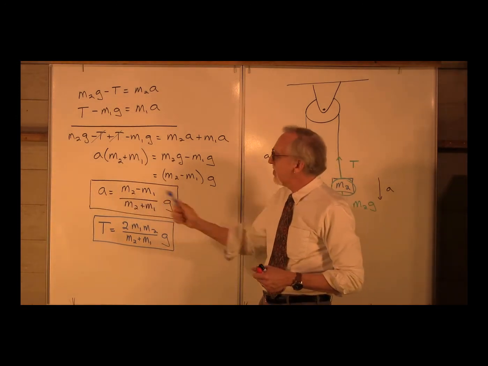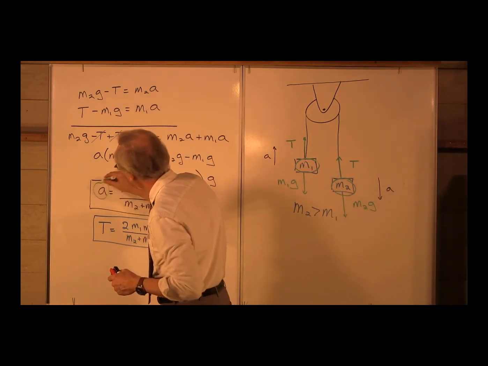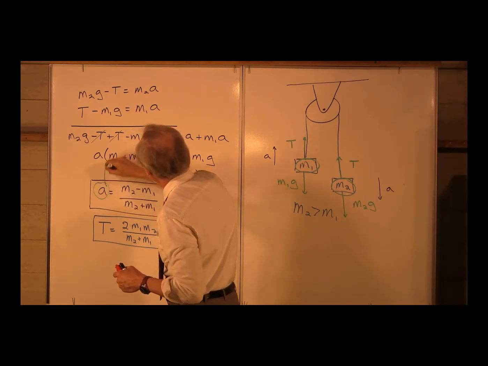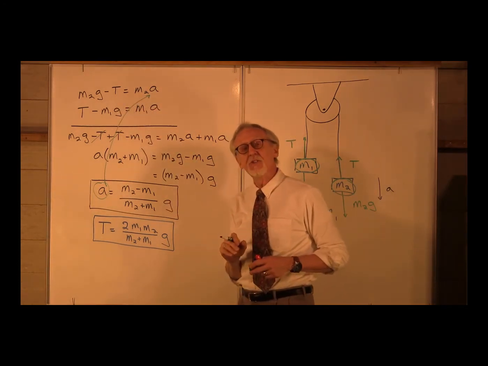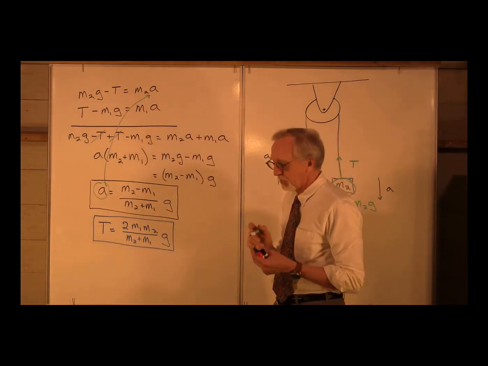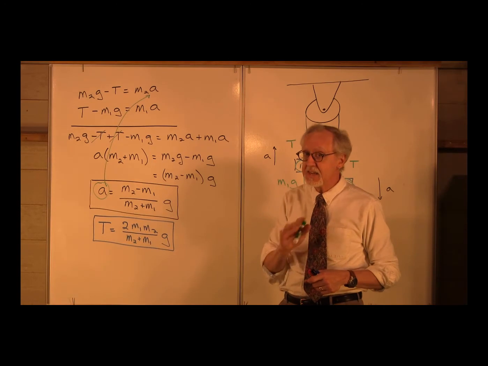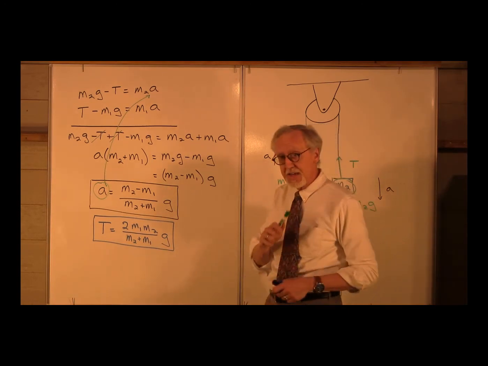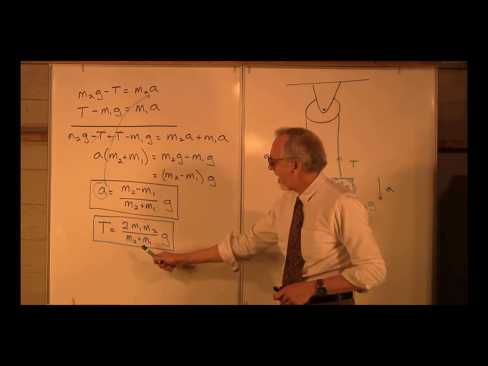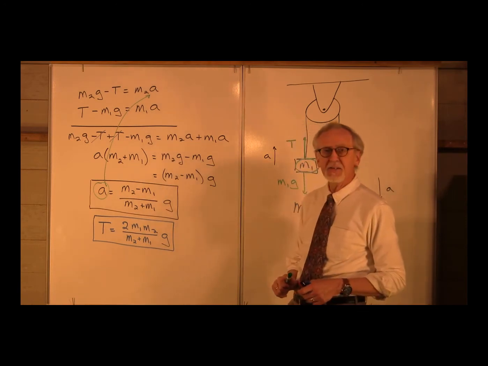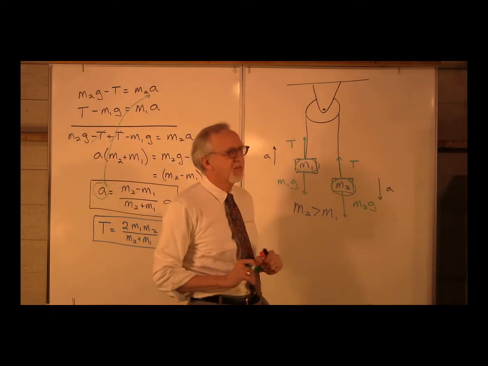We can then take this result for a, stick it into either equation actually, and then solve that equation for T. I did that and I got this result. It's got a little bit of algebra in it. I won't put it up, but if you're interested, I definitely suggest that you give it a try. What you should get then is that T is equal to 2 m1 m2 divided by m2 plus m1, the whole thing times g. And there we go. There is our solution for this problem.